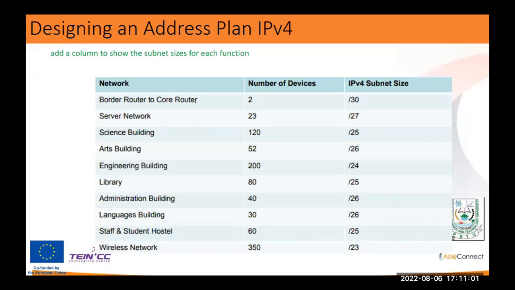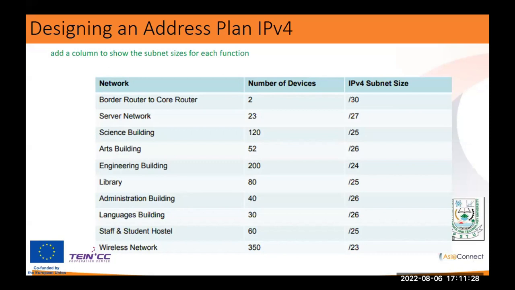What about router to core router? Total number of devices, how many? 2. So in that case, /30 will be okay, because /30 means 30 bits will be 1. Just the last 2 bits will be changed. So from the last 2 bits, how much address space will we get? 2^2, that means 4.